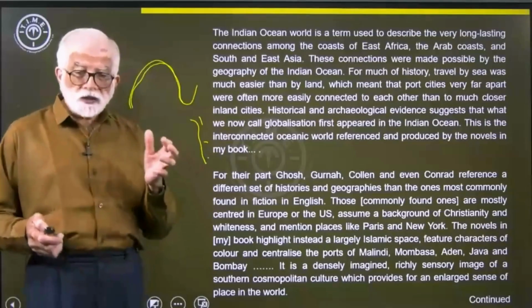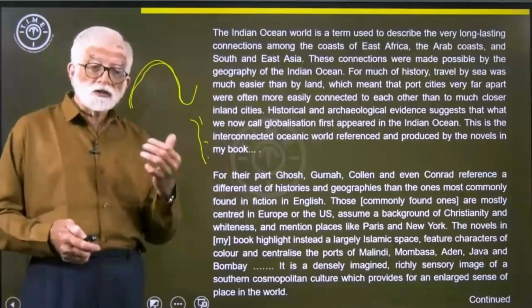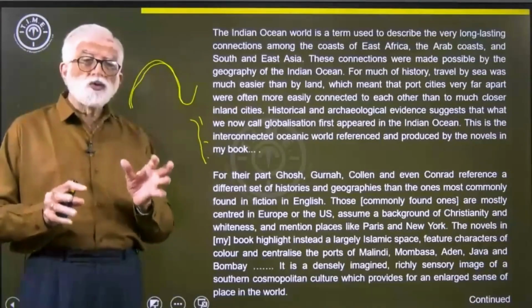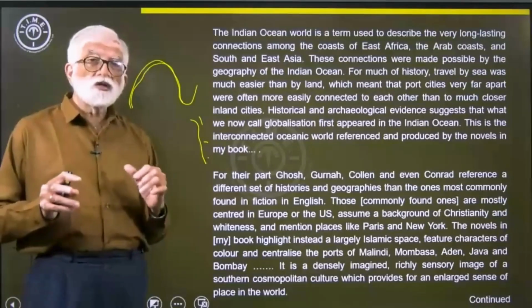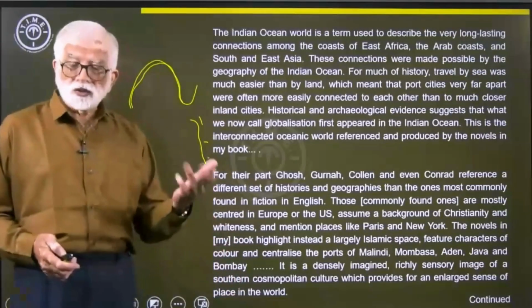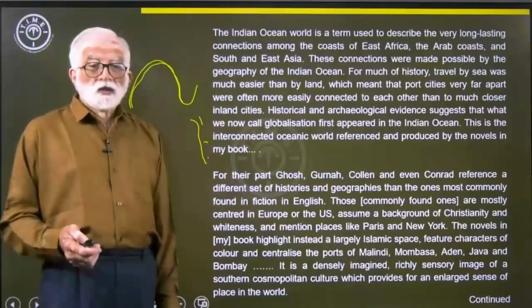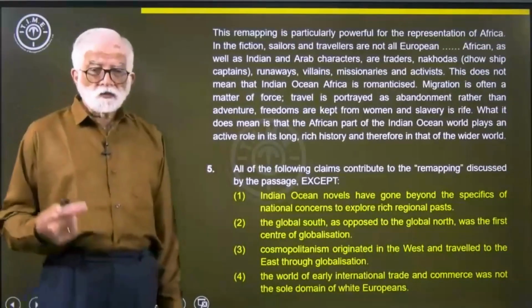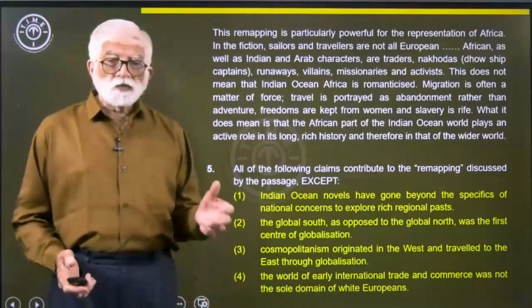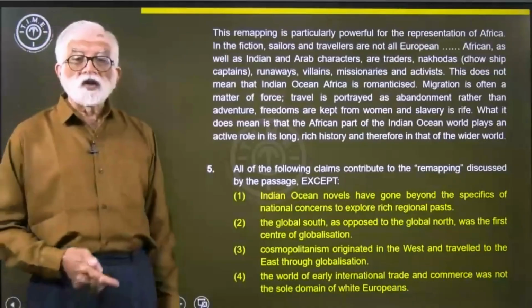It actually had interconnected cultures and interconnected nations, and therefore it gives people who read this fiction the realization that the world is a much larger place than just Europe and the US, right? So we understand that. Moving forward, this remapping, this recognition that the world is a much larger place, is particularly powerful for the representation of Africa.